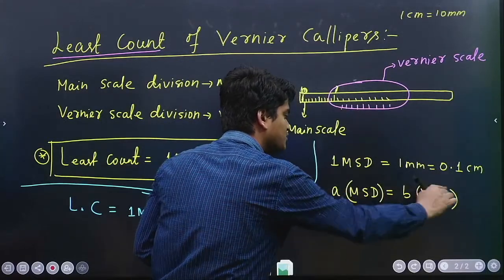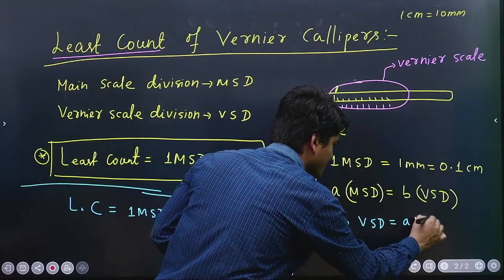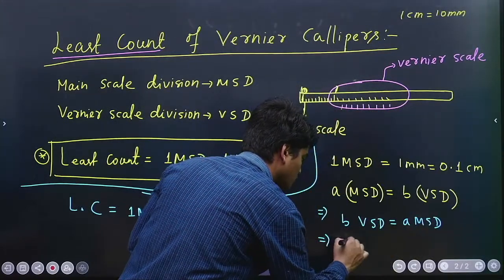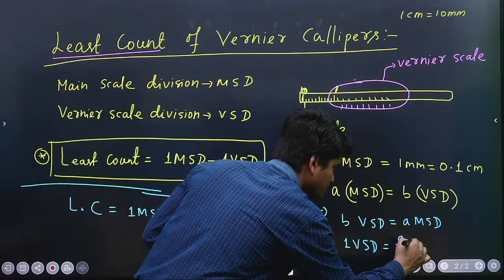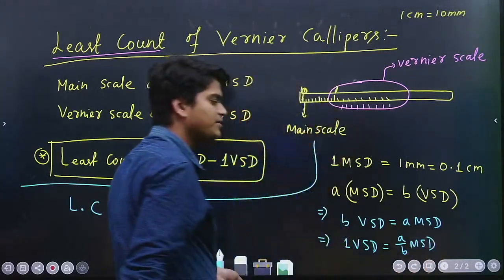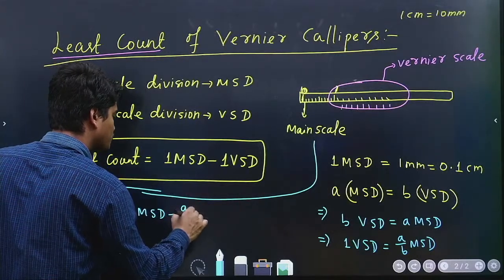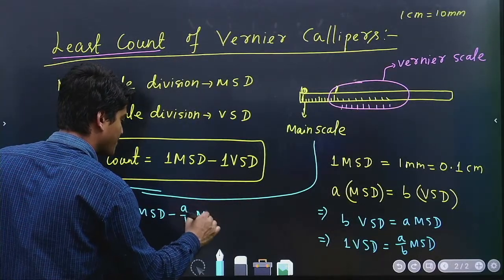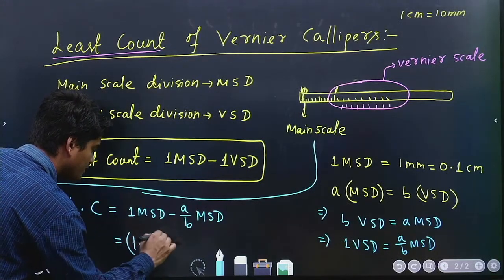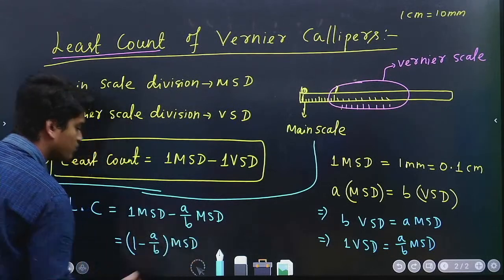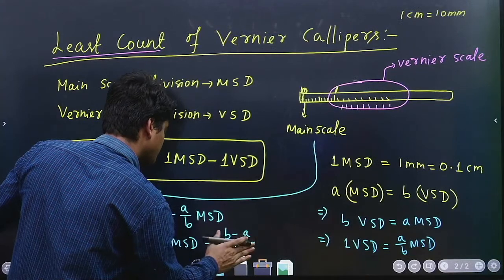See here, A MSD equal to B VSD. I can write B VSD equal to A MSD. Now, 1 VSD is how much? A by B MSD. And here I'll substitute A by B MSD in place of 1 VSD. Now how much will I get here? 1 minus A by B MSD. Yes or no? Now here I can write this as (B minus A) by B.